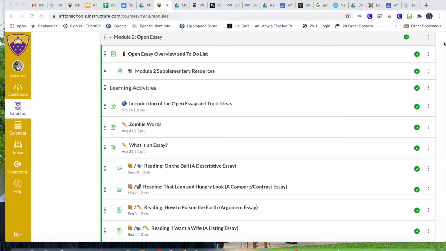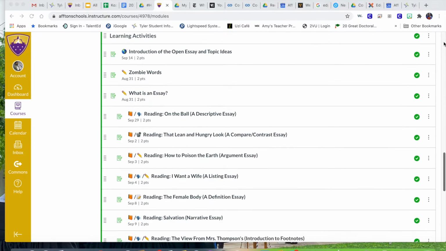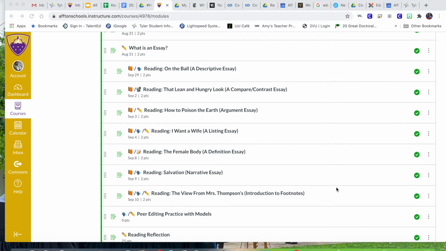So as you can see, the course is laid out to get us to a descriptive essay. We're going to do compare and contrast. We're going to talk about argumentation. We're going to talk about listing. We're going to talk about a definition essay. We're going to talk about narrative essays. We're going to look at an essay that has a lot of those things kind of combined and talk about how to use a practice like footnotes. And then we're going to try our hand at one of these forms.